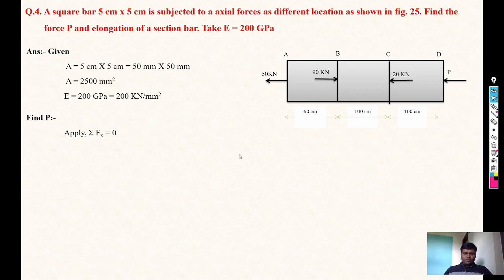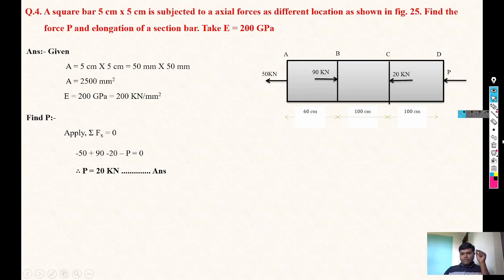So summation fx, we know the general consideration is left force negative, right force positive. So 50 kilonewton towards left negative, 90 kilonewton towards right positive, 20 kilonewton towards left negative, and P force again towards left negative. Okay, so minus 50 plus 90, minus 20 and minus P, so we will get P equals to 20 kilonewton. So answer for P is 20 kilonewton.